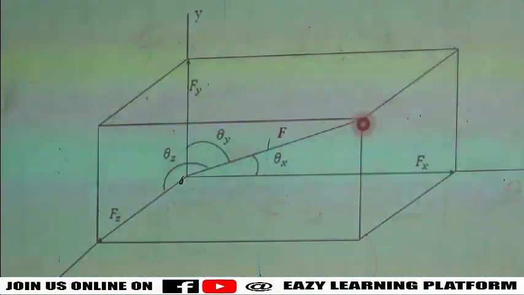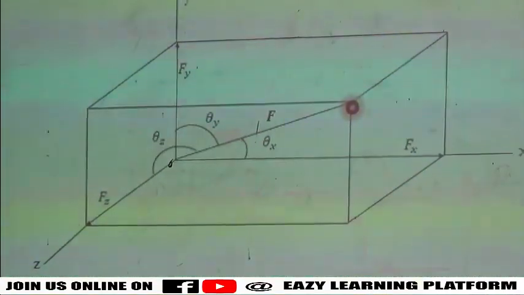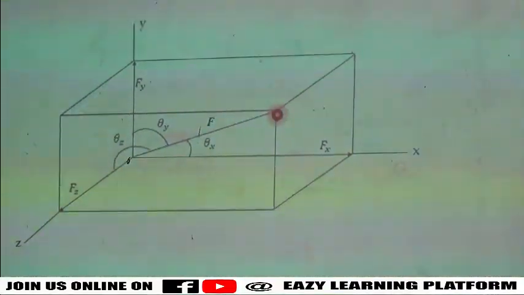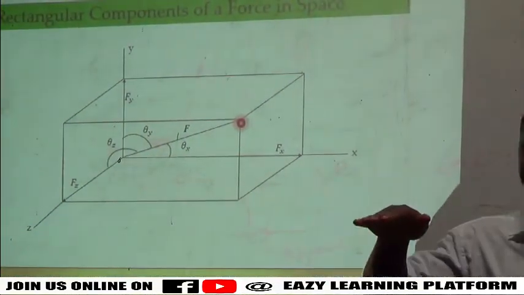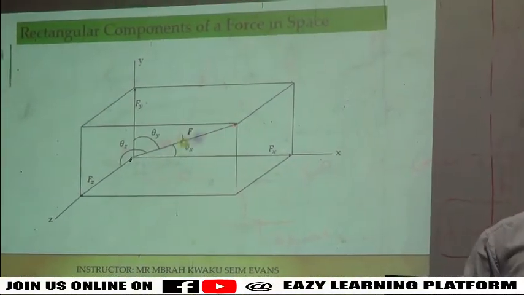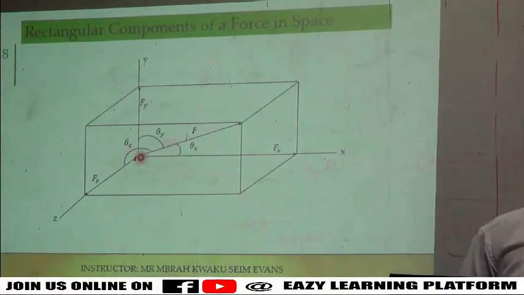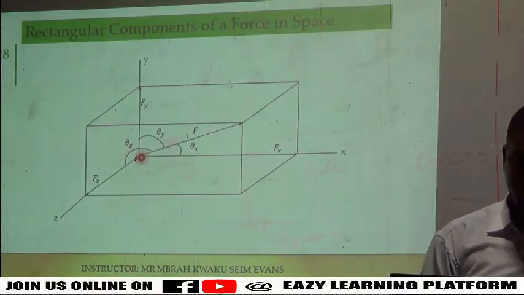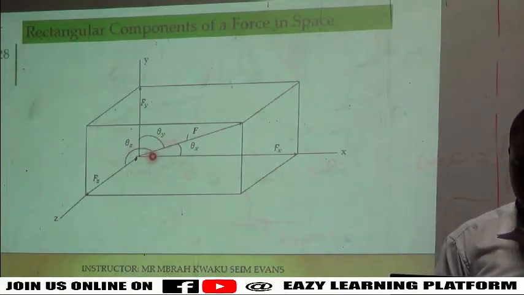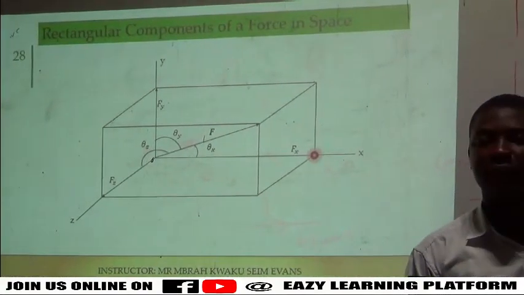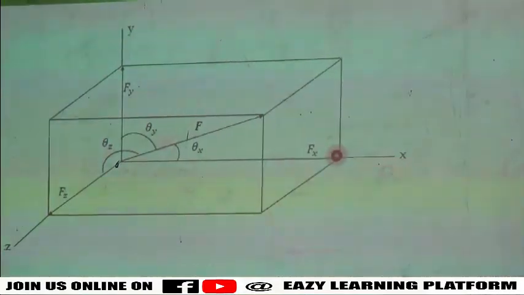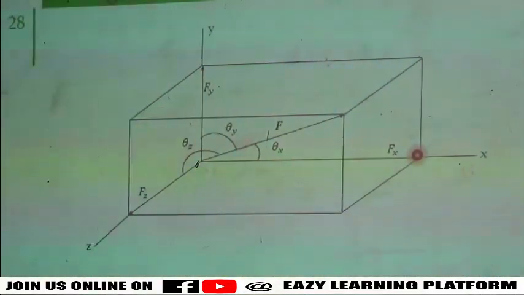Now, you can find the various components of the force F along the Cartesian coordinates. Now let me start from the origin. Now I can move from this point along the x-axis. I get to this point. Now that gives me Fx.